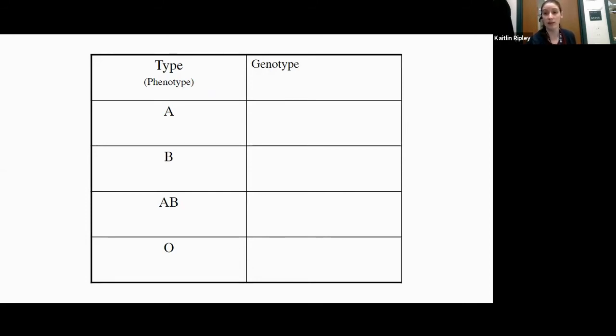All right, so let's take a look. Let's see how you did. So in one of our examples on the previous slides, we did see somebody with type A and they had an A allele and an O allele. They could have also potentially inherited two A's, right? Because that would only make the A protein. So I have two potential genotypes for a person with type A blood, AA or AO.